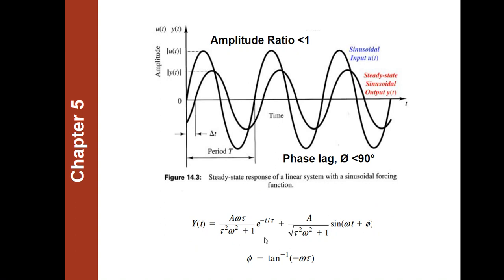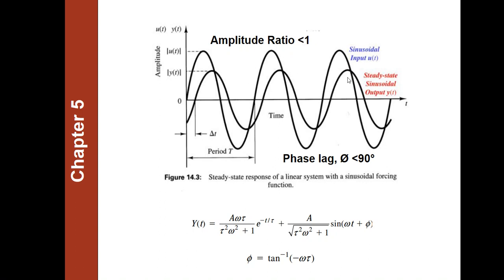The first term is the non-periodic term, and the second is the periodic term because of the sine function in here. The phi here is defined as the phase lag. It's a phase lag because its value is always negative when computed. But it is worth noting that this phase lag is always less than 90 degrees. I have written here that for sinusoidal forcing functions, the amplitude ratio, that is the ratio of the amplitude of the output to the input, is always less than 1.